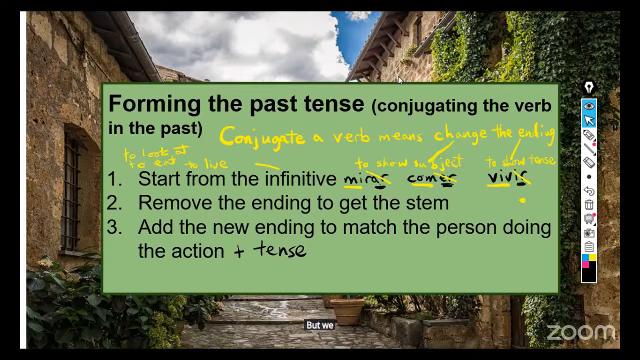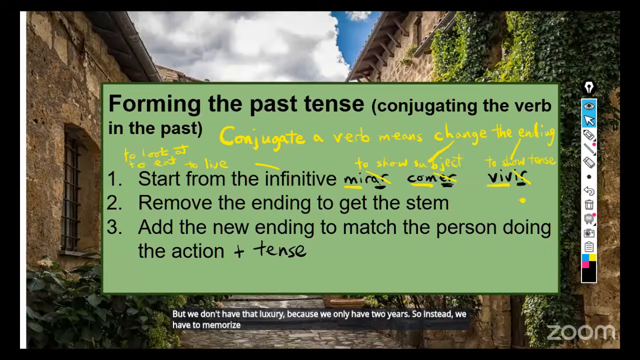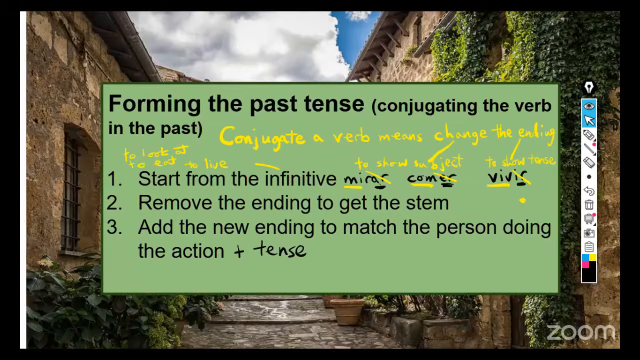But we don't have that luxury because we only have 2 years. So instead, we have to memorize a pattern and know what we use when according to the pattern, right? So the ending of the verb has to match the I, you, he, she, it, we, they.